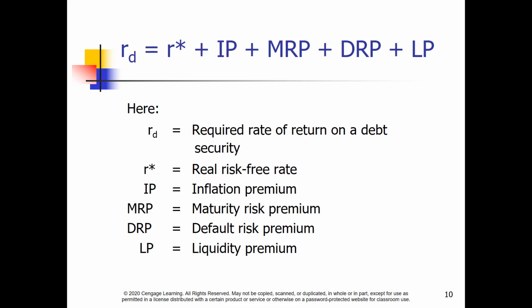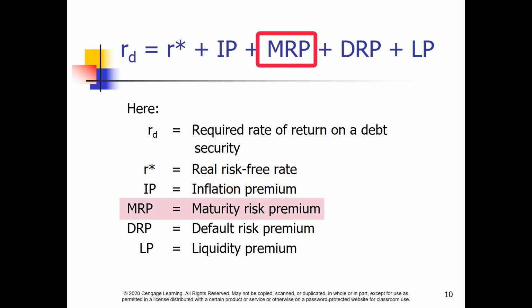The required rate of return on debt is made up of the components shown above. R* is the real risk-free rate. It's unobservable, but usually thought to be around 3 to 4%. IP is the expected inflation premium. So R* plus IP is equal to the nominal risk-free rate. This compensates investors for the time value of money, with no risk involved.